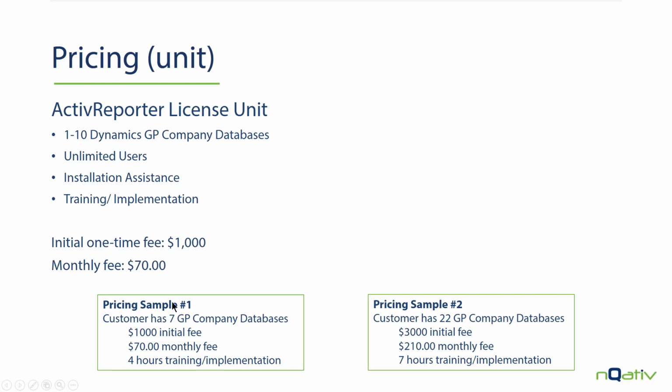So let's translate that. In pricing example number 1, the customer has 7 GP databases. The entire price is $1,000 plus $70 a month. So for the first year, it's 70 times 12, $840, plus $1,000, so $1,840 for the first year, $840 for each subsequent year, and with that you get 4 hours of training and implementation. Now, if you have 22 company databases, since it's sold in units of 3, you'll have to buy 3 licenses. That's a $3,000 initial fee and $210 a month, and you get 7 hours of training and implementation.